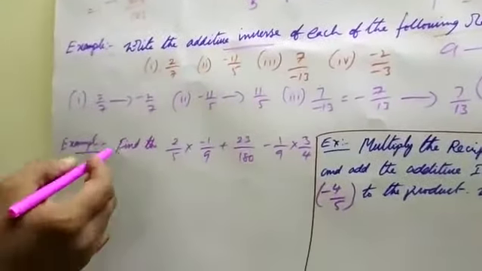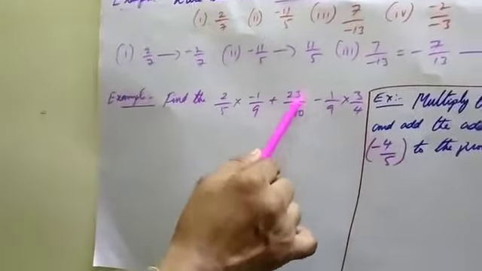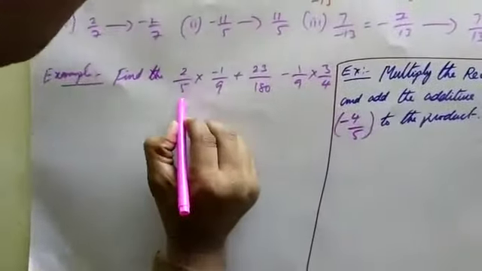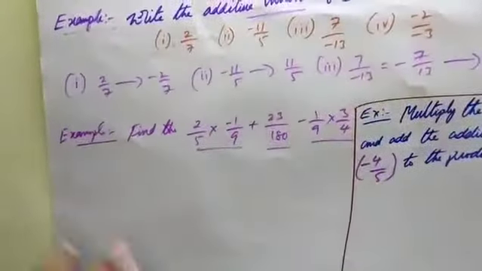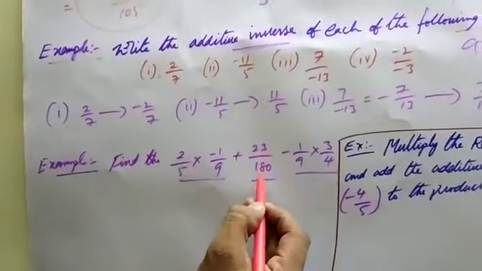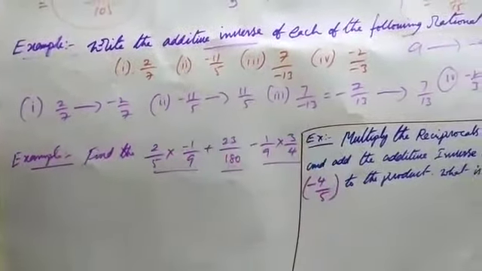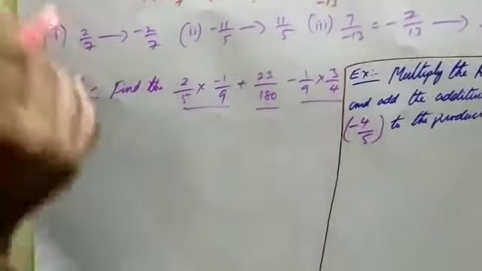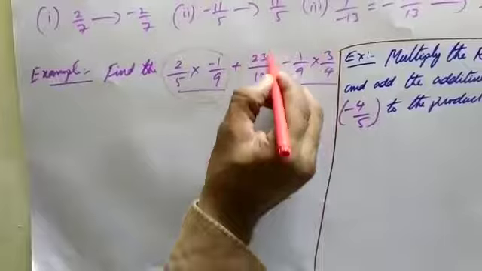One more example. Find 2 by 5 into minus 1 by 9 plus 23 by 180 minus 1 by 9 into 3 by 4. This is the first number, this is the second number, this is the third number. Here there are 3 numbers: this is 1, this is 2, this is 3.